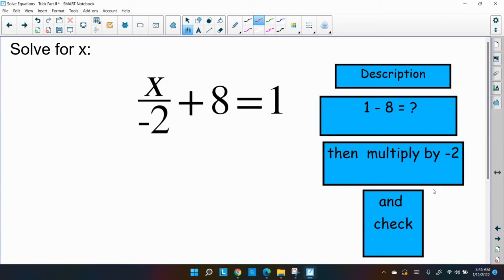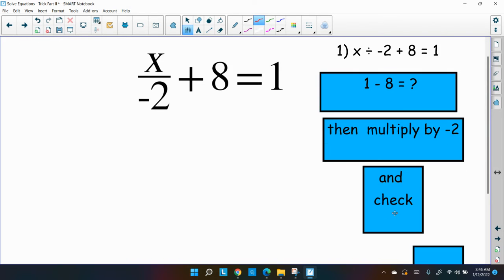Here's one. x over negative 2, or x divided by negative 2 would be a better way to say it, plus 8 equals 1. I just gave you the description: x divided by negative 2 plus 8 equals 1. Your first step would be to work backwards. 1 minus 8 equals what? Then you would do the opposite of divide, which would be to multiply by negative 2. And then check your answer, see what you get. That I'm going to leave for you.